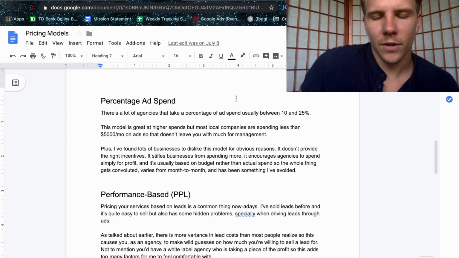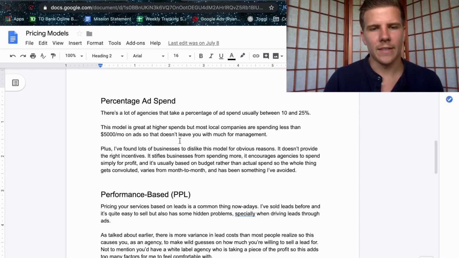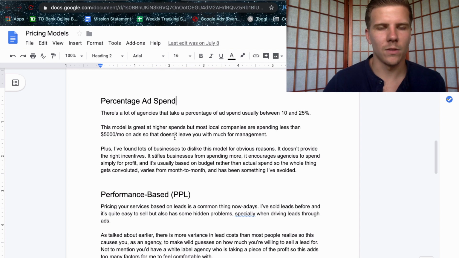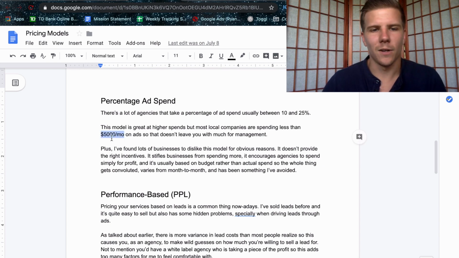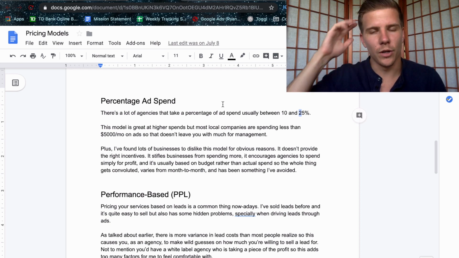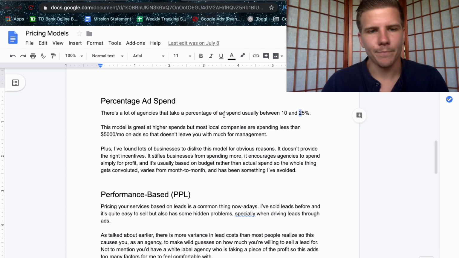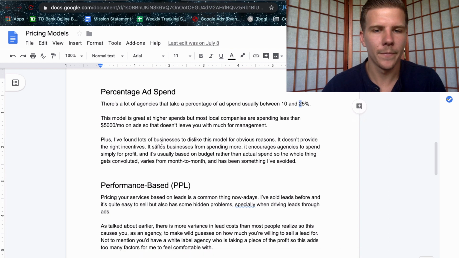And the other downside to this model too is it doesn't work as well on small client accounts, which are a lot of local businesses. And a lot of local businesses aren't going to be spending more than $5,000 a month in ad spend. So if you're taking 10 or 20% of that, you're not going to make as much in management as you could if you just did a flat fee. But where this is very powerful is at these big accounts like $20,000 a month, $50,000 a month, those big clients. If you're on percentage ad spend, you're going to be making a lot of money.